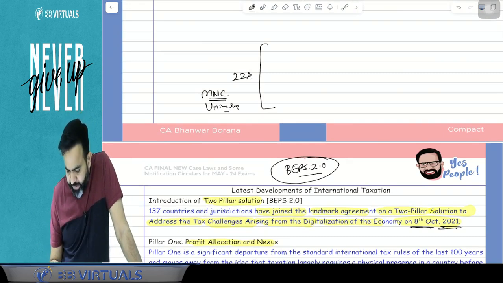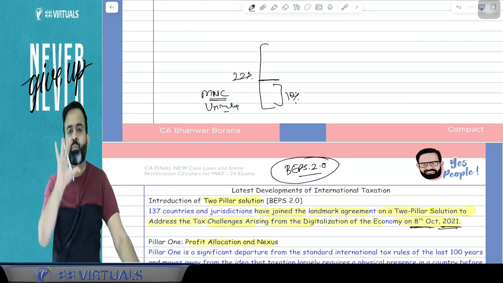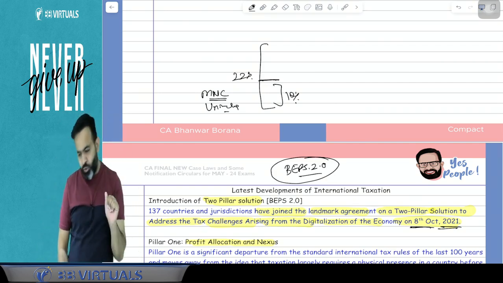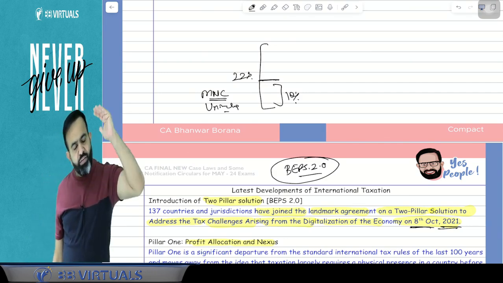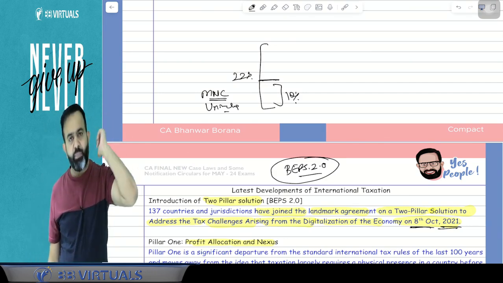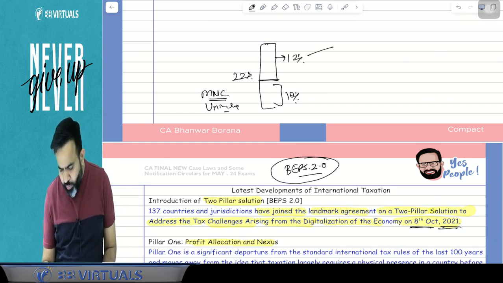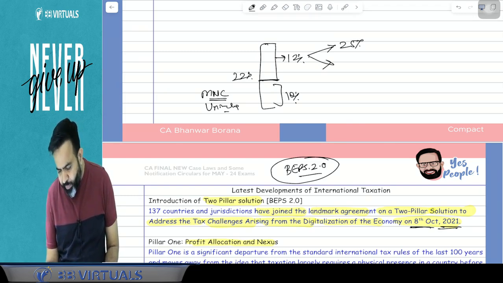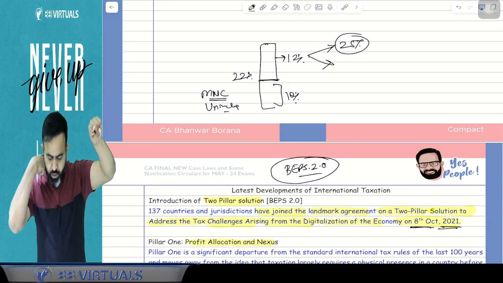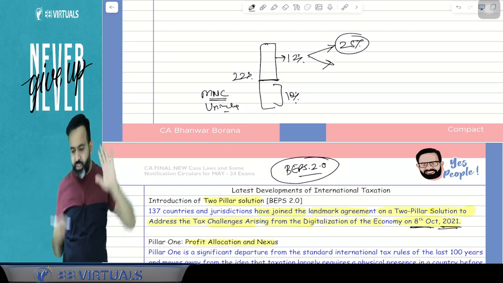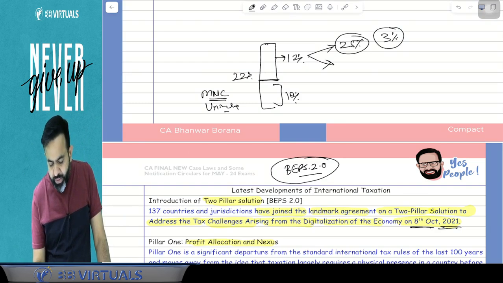So guys, they are saying that 10% profit is basically routine profit. That is the routine profit, no issue. But whatever profit is in excess of the 10%, here in this example your excess profit is 12%. Now out of the 12%, 25% of the 12% comes to 3%.